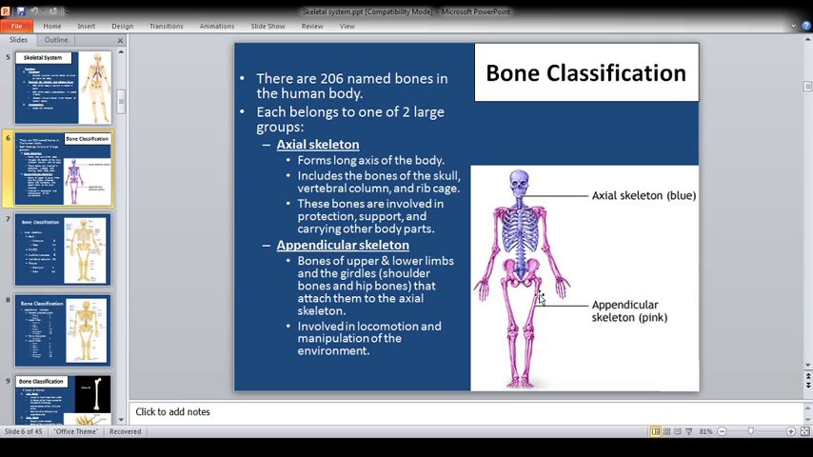This appendicular skeleton is involved in locomotion and manipulation of the environment. Now to move we require our legs. So legs take us from point A to point B. Moreover, we use our hands to manipulate the surrounding environment, that is picking up a thing or dropping a thing or doing some kind of work. So for these purposes we use both our legs and our hands. Whereas the axial skeleton would protect the vital organs, that is the brain, the heart, the lungs, the kidneys, liver. All of these organs are well protected by the axial skeleton.